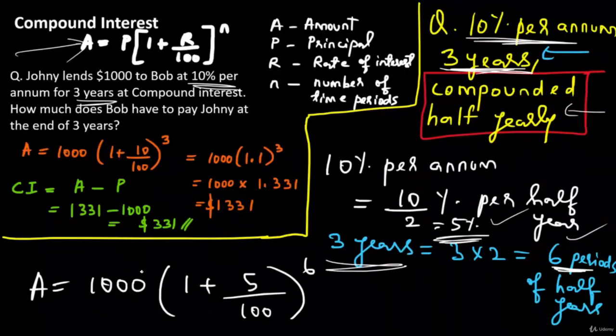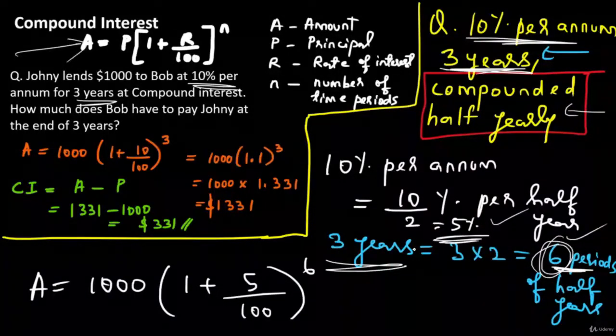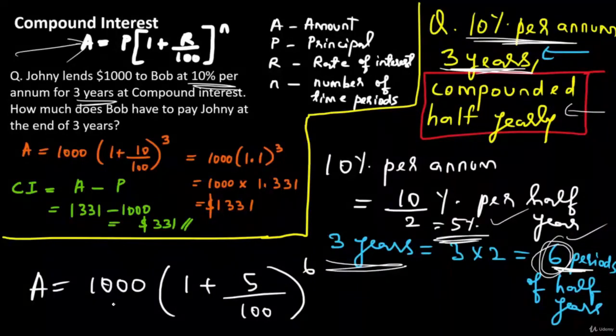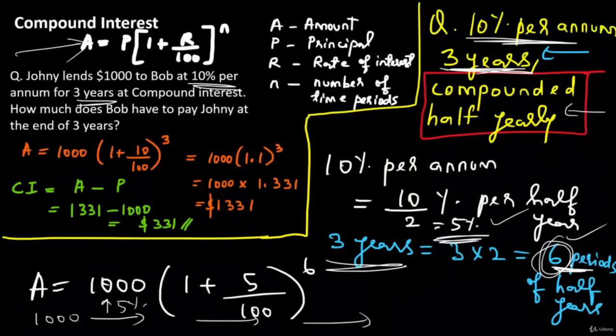A is the amount, the principal is 1000, which is P. And then the rate of interest is 5% and the time period is 6, which we have calculated over here. So what's the logic behind this? Now let's try to understand that. What is actually happening over here is I have 1000 initially. Now the interest rate is compounded half yearly. So after 6 months, I have to apply an increase of 5%. I have to do this 6 times because I have 6 half year time periods. That's what we are doing over here.